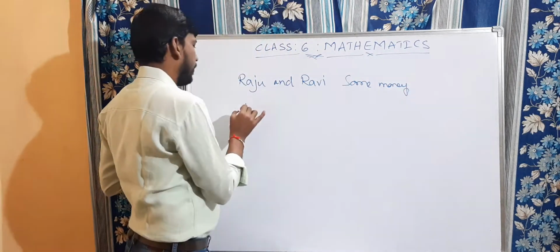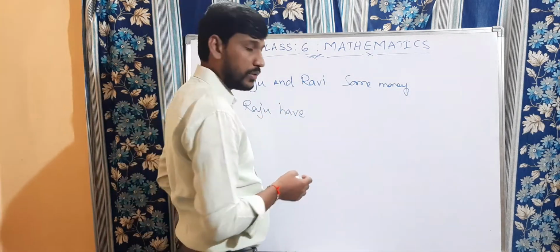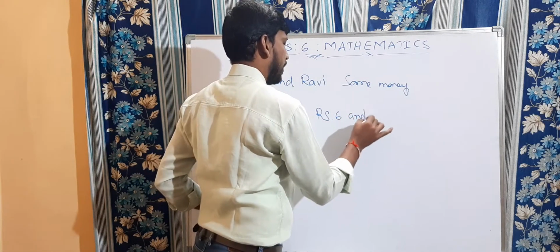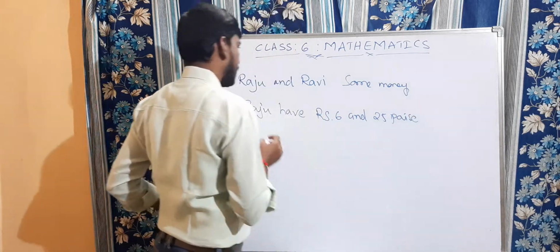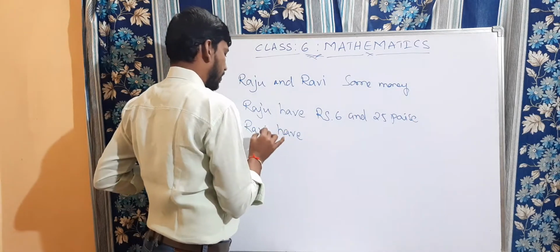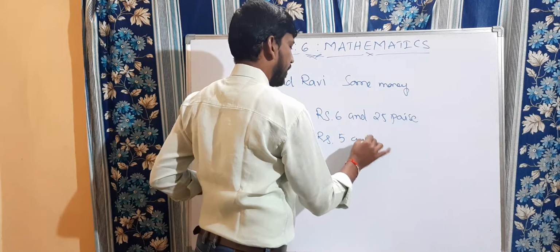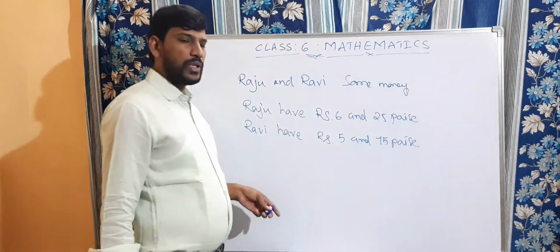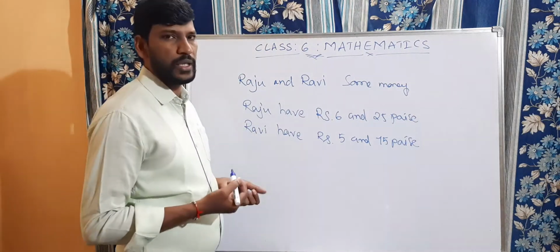So Raju has rupees 6 and 25 paise, as well as Ravi has rupees 5 and 75 paise. So both of these friends wrote whatever amount they have.